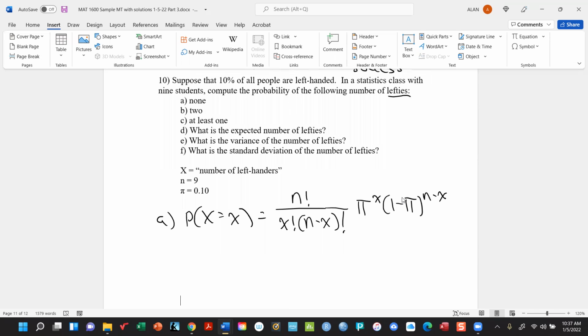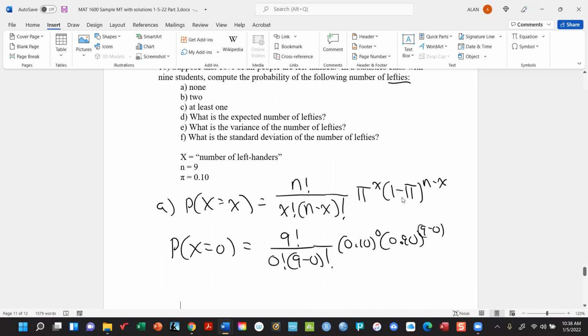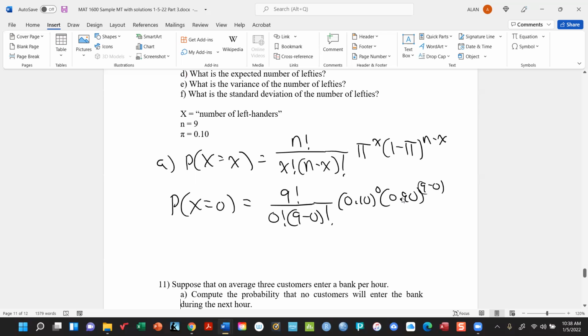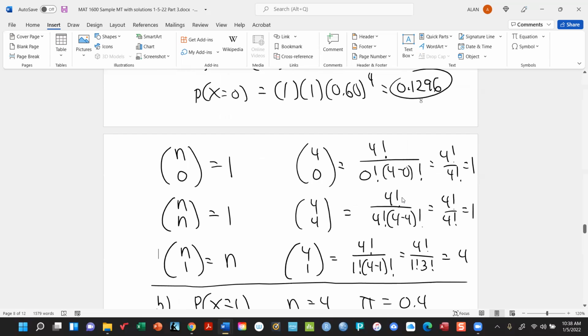Okay, and also we have n and pi right here. So therefore, for the first one, the probability that x equals 0, we have 9 factorial over 0 factorial, times 0.1 to the x power. That exponent is actually 9 minus 0. And here we have another scenario like we had before. Remember, this is one of those special cases: to choose 0 objects from 9 can only happen one way.